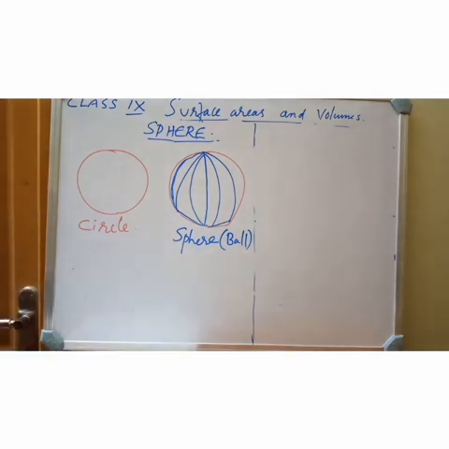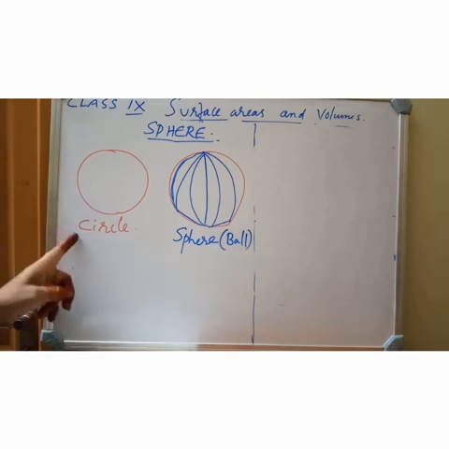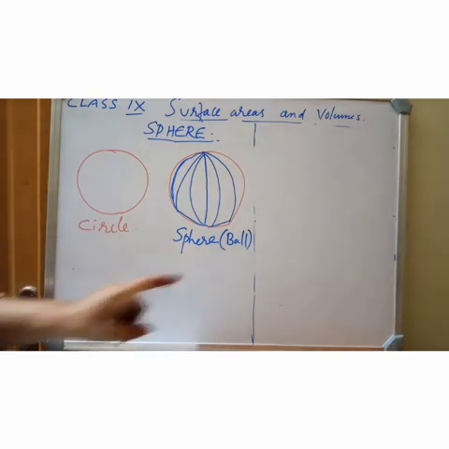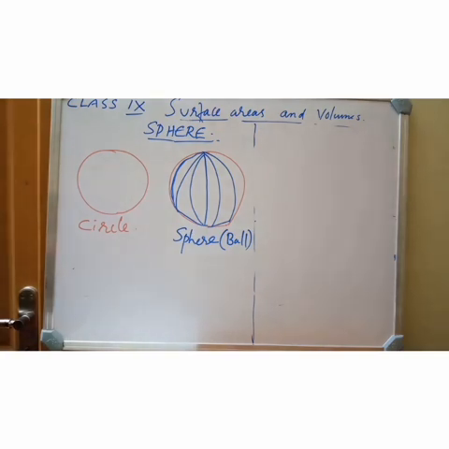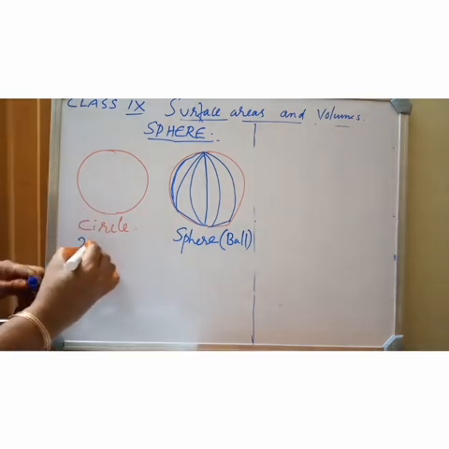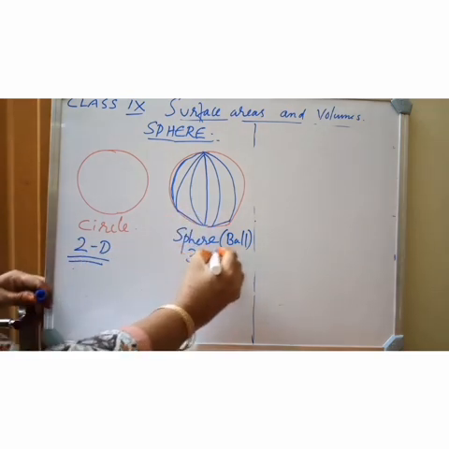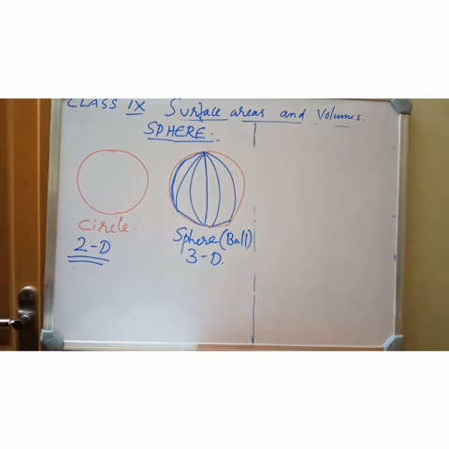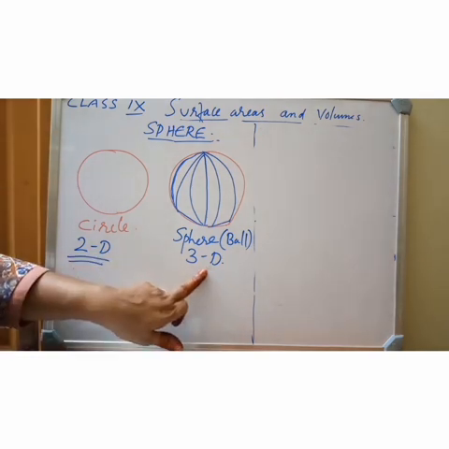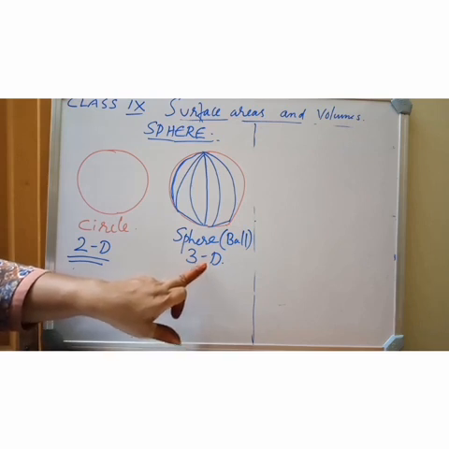So my question is, are a circle and a sphere both equal or the same? No, never. Why? Because a circle is a two-dimensional shape, but a sphere is a three-dimensional shape. Among 3D shapes, only the sphere has no edges and vertices.